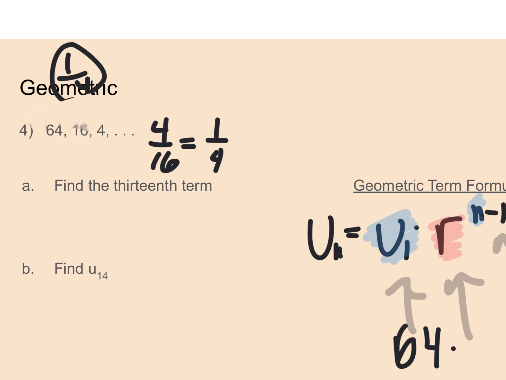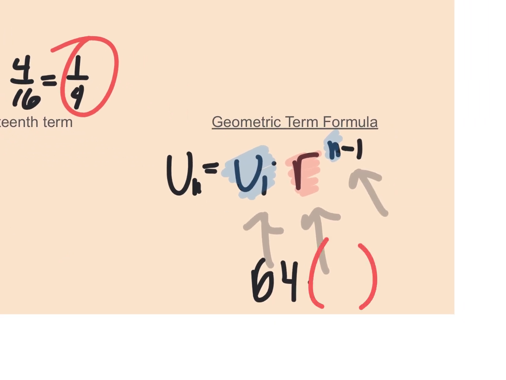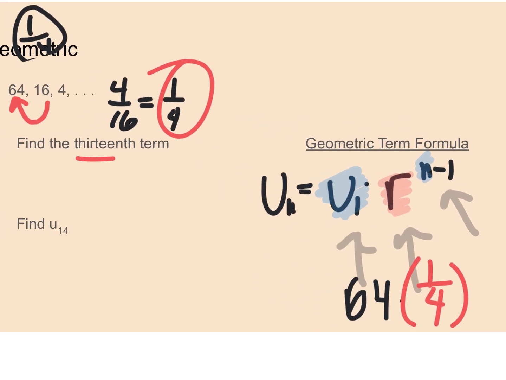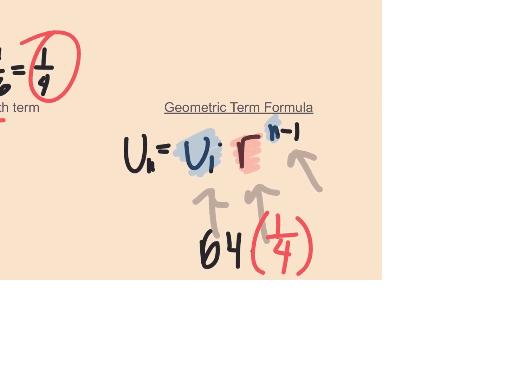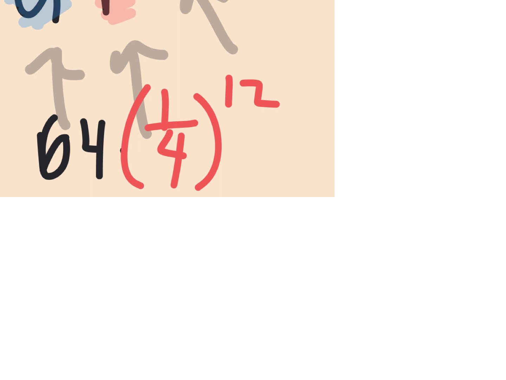Always, you can take the second number and divide it by the first number. So this number divided by that number: 16 divided by 64, and it comes out to 1/4. So our r is 1/4. And then n minus 1, I'm not going to do it 13 times, I'm going to do it 12 times. 13 minus 1. And there is your answer, and it's going to be tiny, because 1/4 to the 12th is tiny. Now, we will times it by 64, but it's such a tiny number.